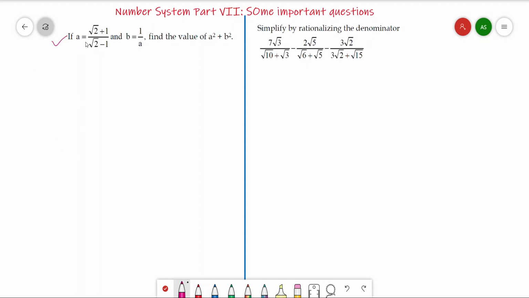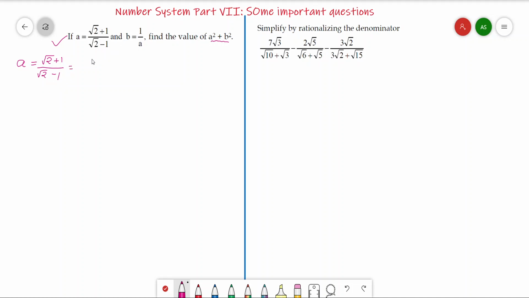It's given that a is equal to root 2 plus 1 upon root 2 minus 1 and b is 1 by a, that is, the reciprocal of a. Then find the value of a square plus b square. To begin with, we will take a, which is given as root 2 plus 1 upon root 2 minus 1. As we can see, the denominator is irrational.